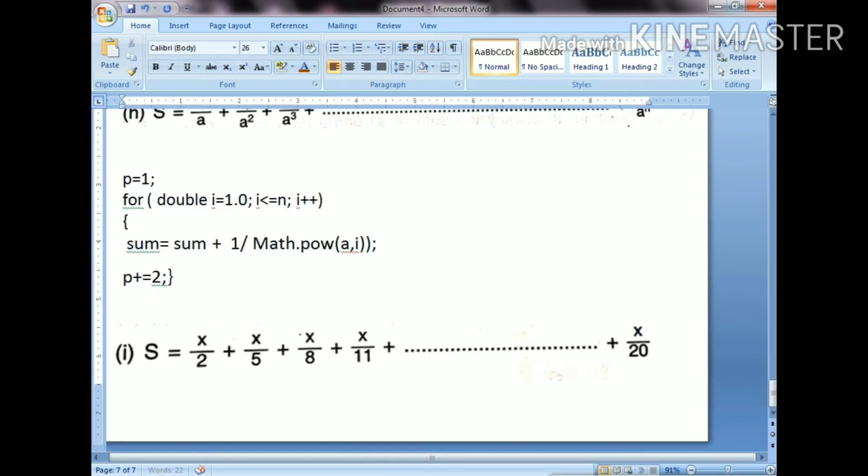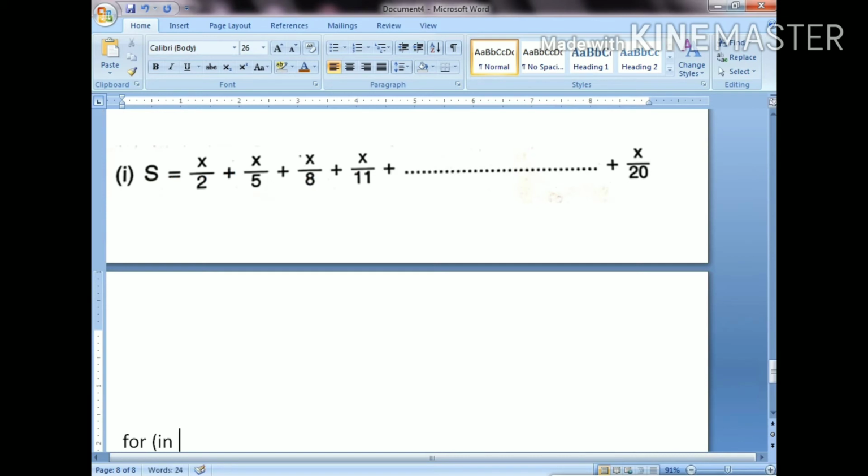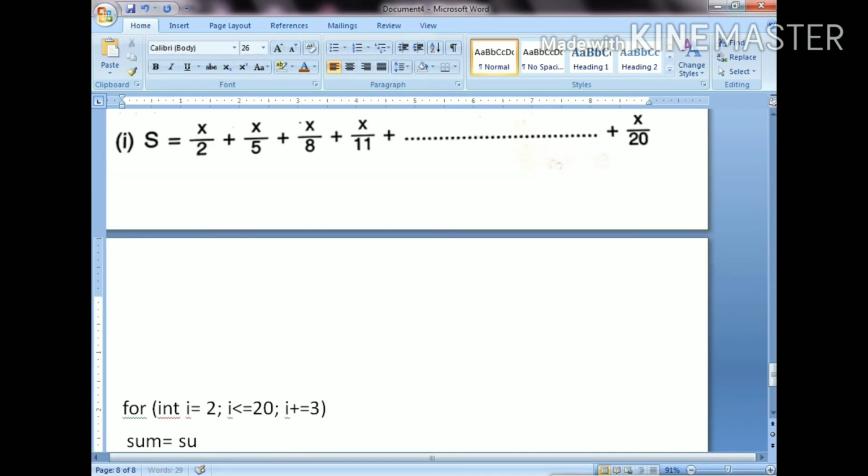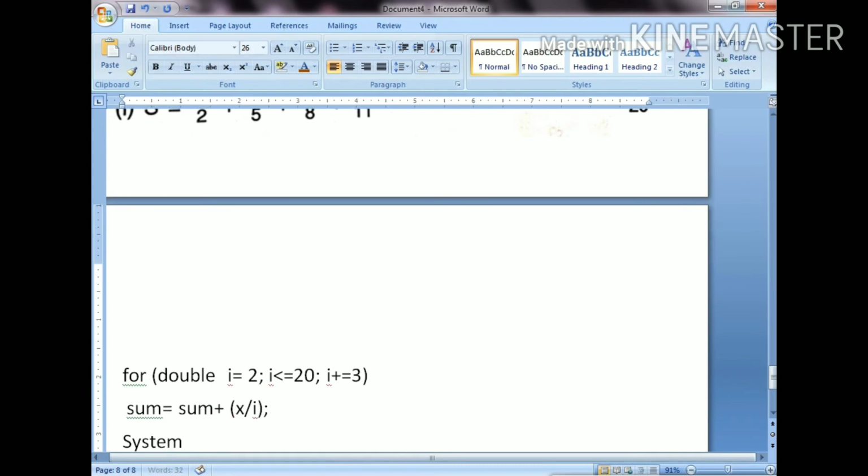Just in this case just write for int I equals 2, I less than equals 20, I plus equals 3, and sum equals sum plus, here we have to use double type variable, sum plus equals bracket x by I. Then just print the line, System.out.println sum of given series is sum. So that is the answer of this one.